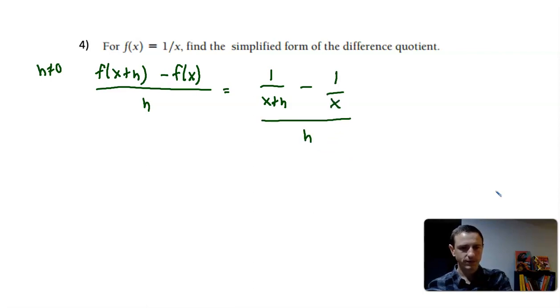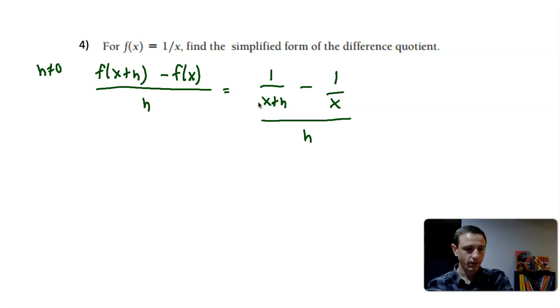all over h. So before we even deal with this h here, we really have to deal with the top. And where do we go from here? So we have 1 over x plus h minus 1 over x. What we want to do is find a least common denominator. So I have x plus h here, I have x. So it looks like I could just multiply this one by x, this one by x plus h, and then we have the same denominators, and then we'll just have some algebra to do and some simplifying.